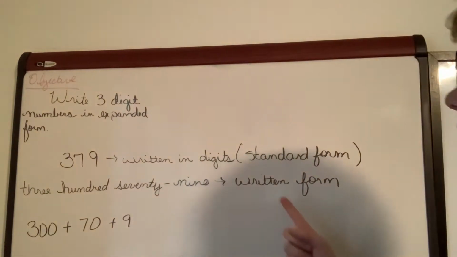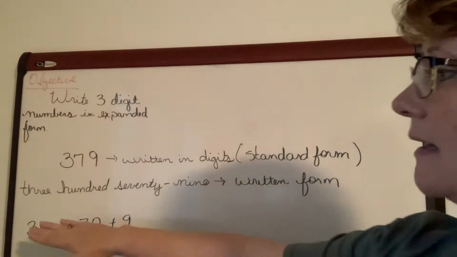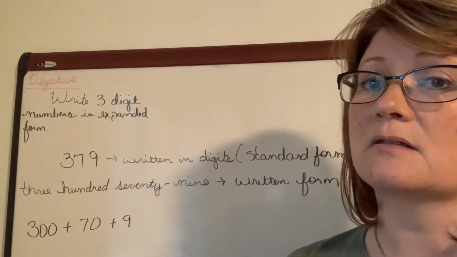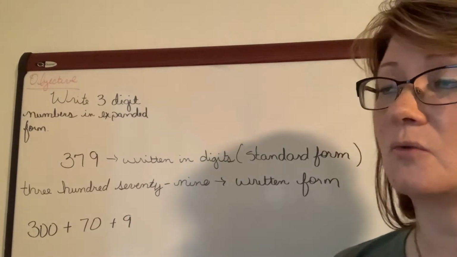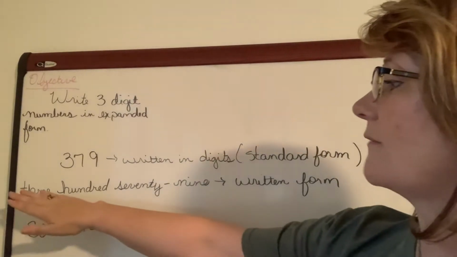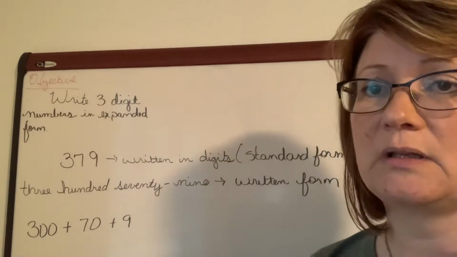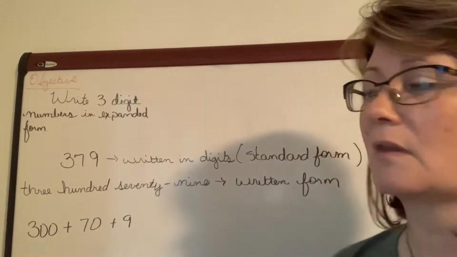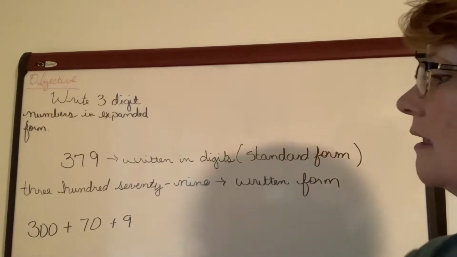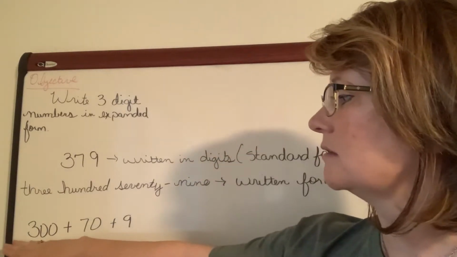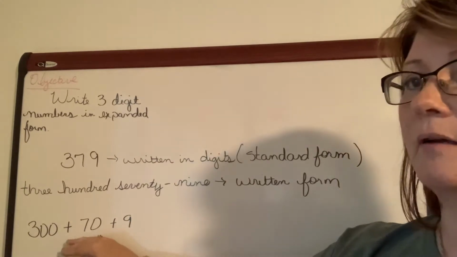And then we have our written form, in which we really want to make sure we know how to spell our number words correctly. So we have 379, and remember we put our hyphen in between the tens and the ones place. And then our third way is right here, where we have written 300 plus 70 plus 9.